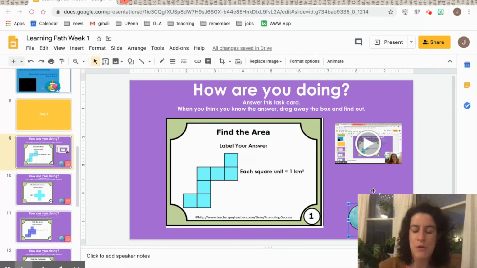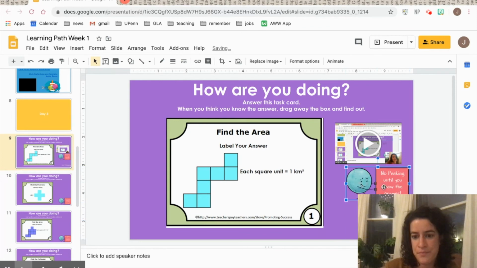But if you are just following along with this video and a piece of paper and a pencil, then just read along with me. Find the area, label your answer. You can go ahead and draw this shape on a paper if you want to, or you can just count and take notes as you go. Okay? So I'm going to tell you to pause, solve for the answer, and then press play. And when you press play, I'll be moving this little dot, okay? So ready? The answer is 7 kilometers squared.